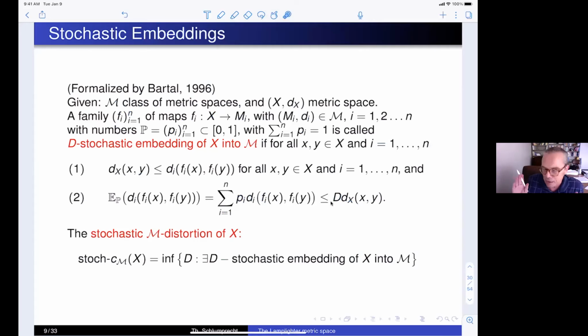Okay, so in other words, on average, it's D-Lipschitz. This is more or less the idea. On average, it's D-Lipschitz. And we say the stochastic M distortion is then simply the infimum of all D for which there is a stochastic embedding of X into M.